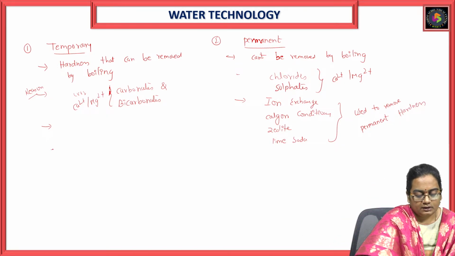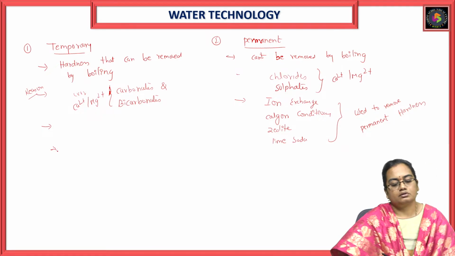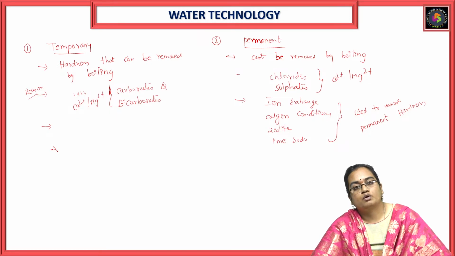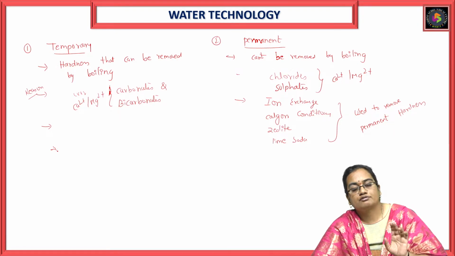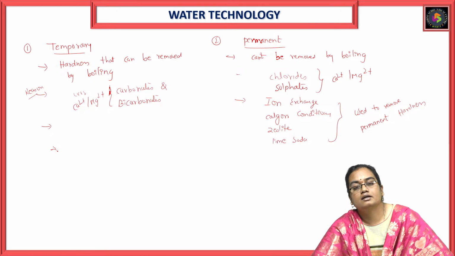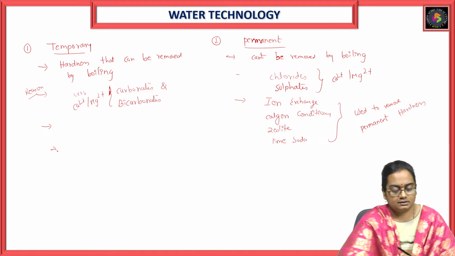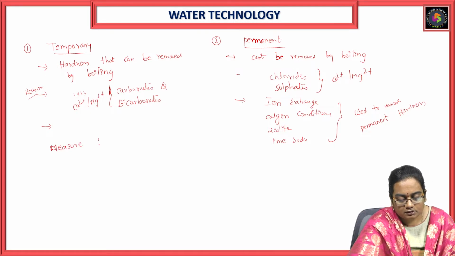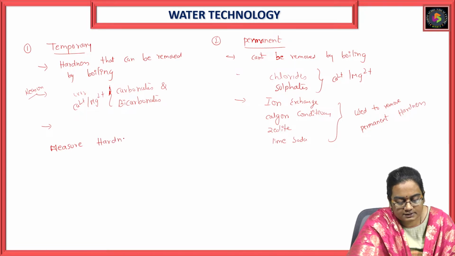Next topic. So till now we discussed what the different types of water are, how we classify water, why hard water is caused, meaning hardness, and how many types of hardness there are. Just now we discussed that. Now, how to measure hardness? Next topic, how to measure hardness.